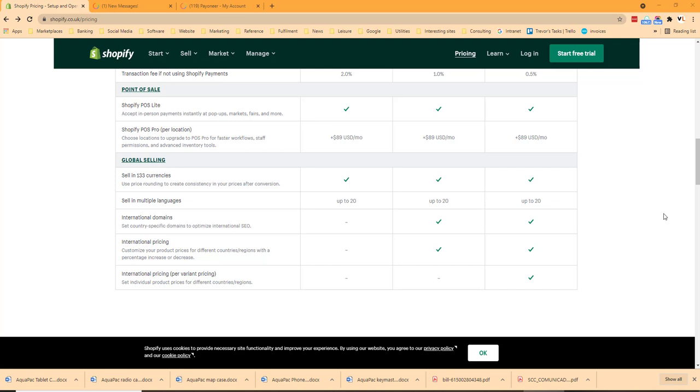On the basic tier, you have to use the same pricing for all products in different regions. It will just convert the product using a currency conversion rate. If you have Shopify or Advanced, you can change the price by a percentage up and down. If you use Shopify Advanced, you can set individual product prices, which it's calling per variant pricing.